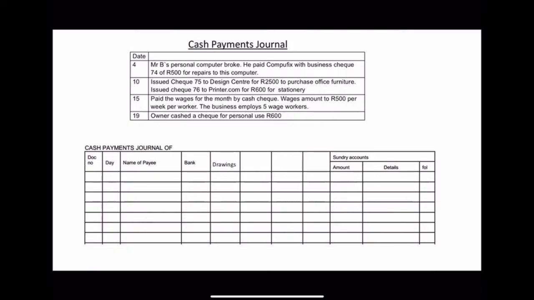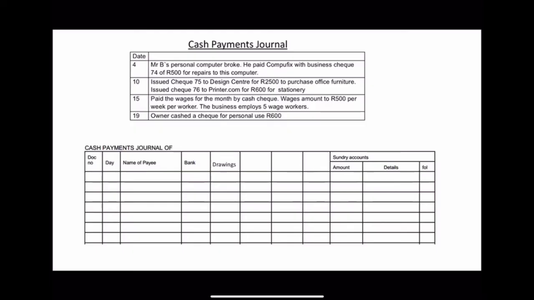Hey, so the first transaction is on the 4th, and it says Mr. B's personal computer broke. So it's his personal computer. It has nothing to do with the business. He paid Compufix with a business check 74 of 500 Rand for repairs to this computer.